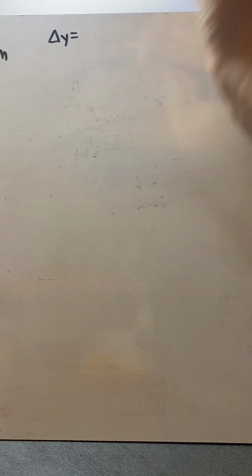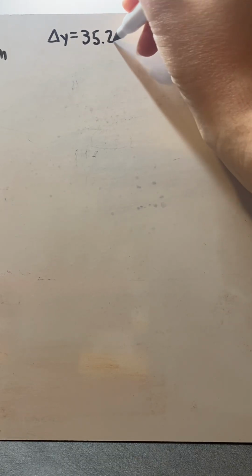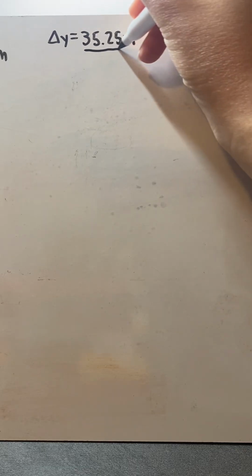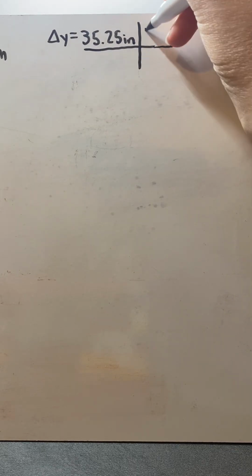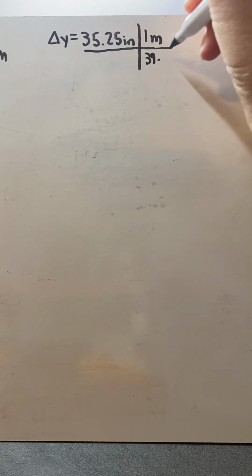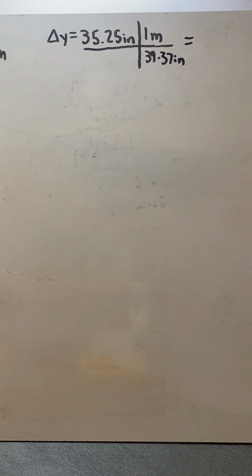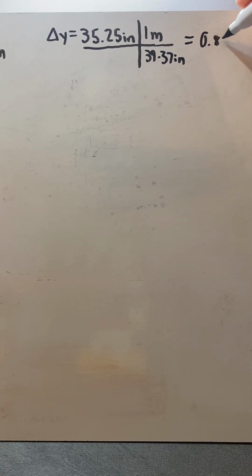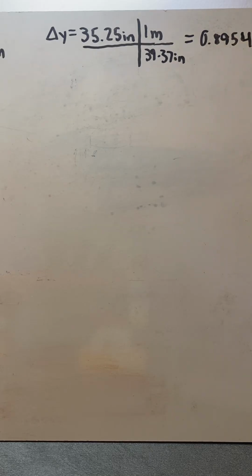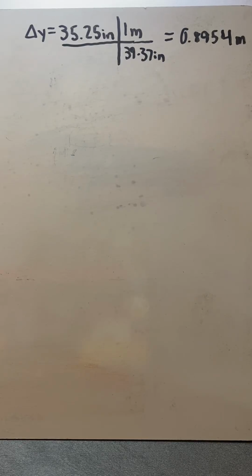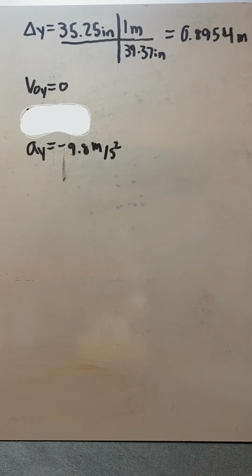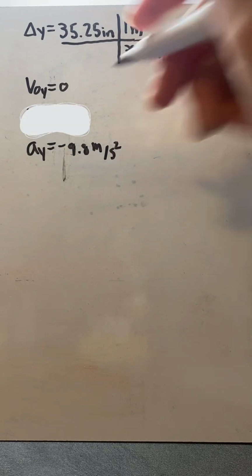The ball's Y displacement was measured as 35.25 inches, or 0.8954 meters. The ball had an initial Y velocity of 0 meters per second. The acceleration was negative 9.8 meters per second squared, and the Y displacement was negative.